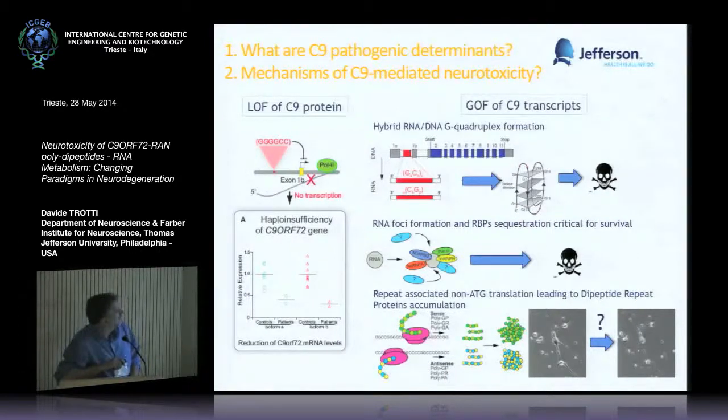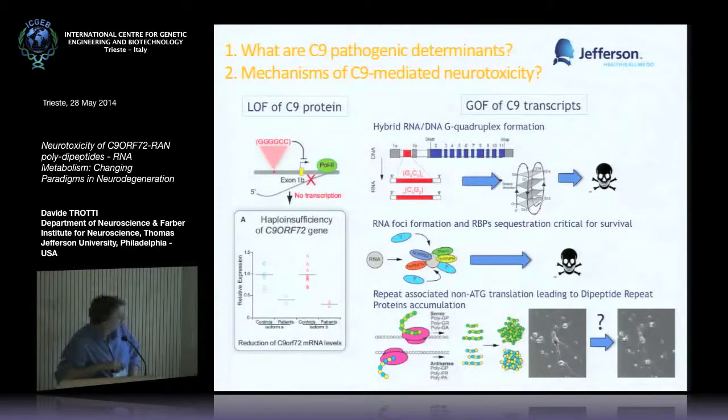On the other hand, we have a gain-of-function hypothesis of the C9ORF transcript, and we heard a lot today about the G-quadruplex formation being toxic, or the RNA foci that bind RNA binding proteins being toxic. I'm not talking about this, also because I don't have much data to talk about.